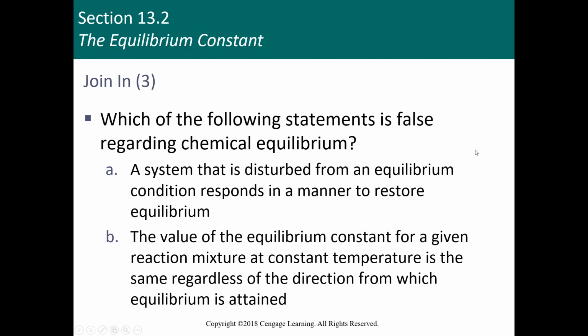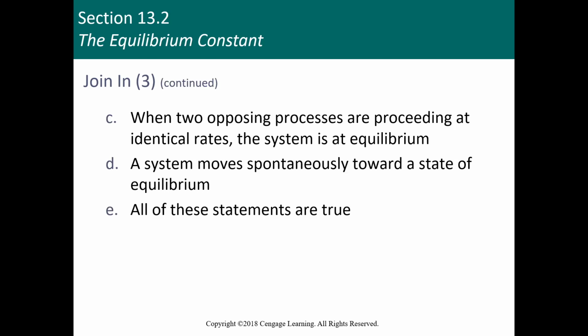So which of the following statements is false regarding chemical equilibrium? A, a system that is disturbed from an equilibrium condition responds in a manner to restore equilibrium. B, the value of the equilibrium constant for a given reaction mixture at constant temperature is the same regardless of the direction from which equilibrium is attained. C, when two opposing processes are proceeding at identical rates, the system is at equilibrium. And D, a system moves spontaneously towards a state of equilibrium. Or is it E, all of these statements are true?